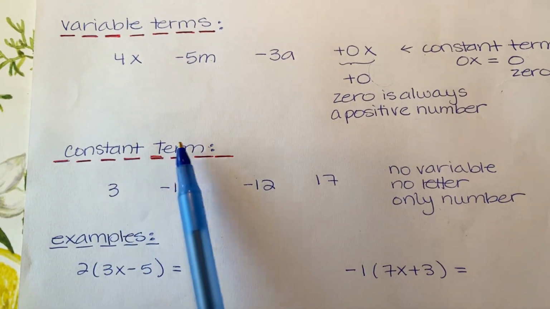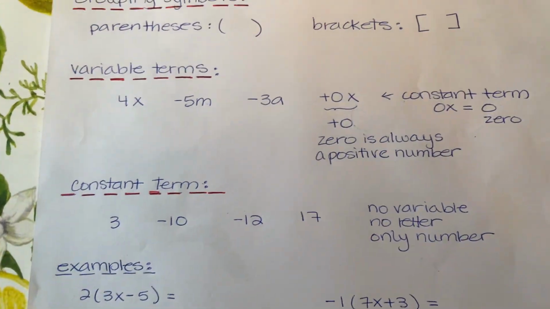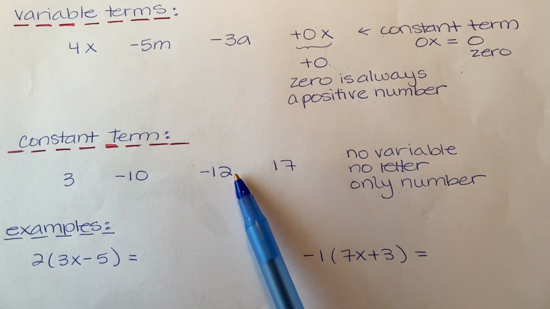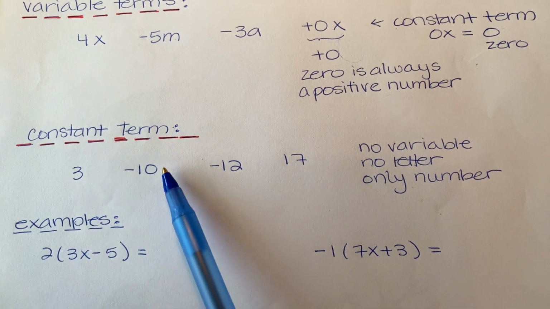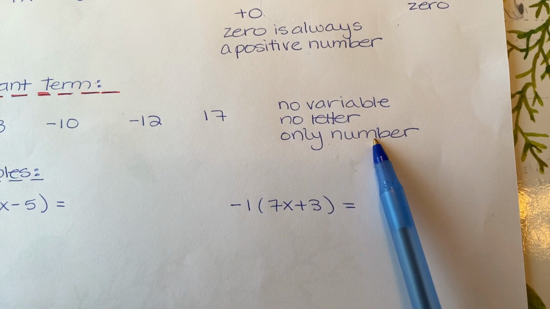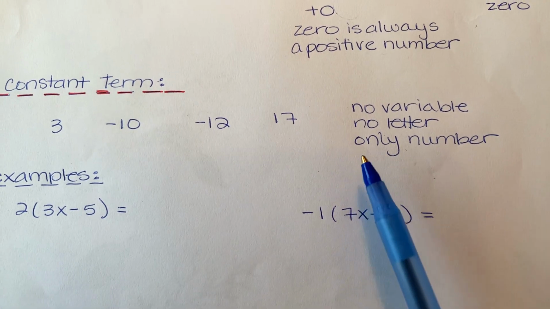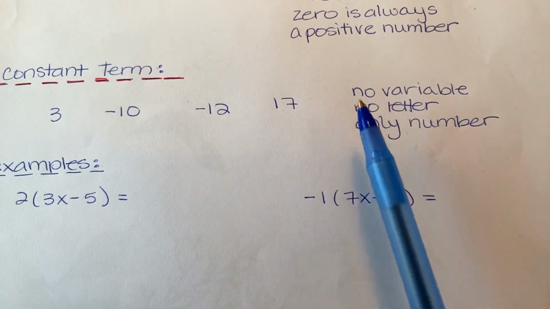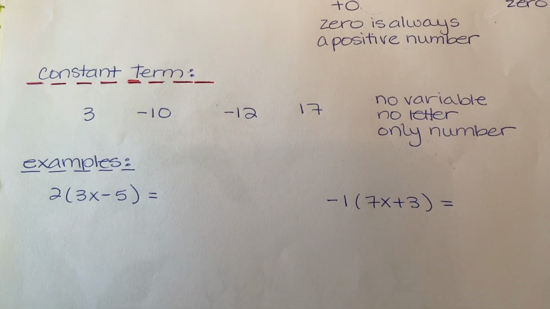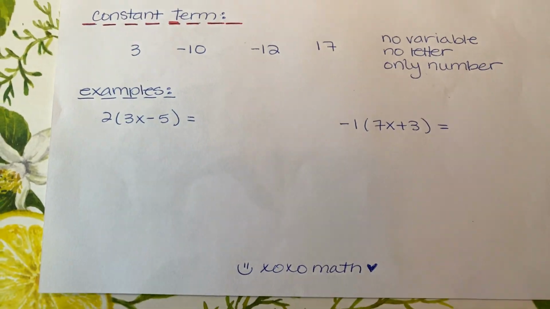Okay, so your constant terms, right? So you got 3, negative 10, negative 12, positive 17. So in this case, there is no variable, there is no letter, right? Like A, M, or X. So there's no variable, no letter, only a number. Now here you see just integers, but they can be any number, right? It could be rad 3, it could be 1/2, it could be negative 2/3, but in this case, we just have integers here because we're going to practice the distributive property, and we're only going to work with positive and negative integers, okay? Okay, so here are some examples.